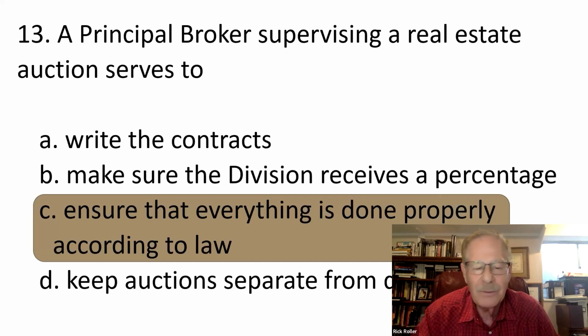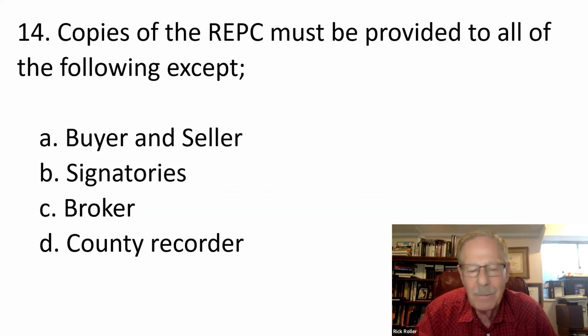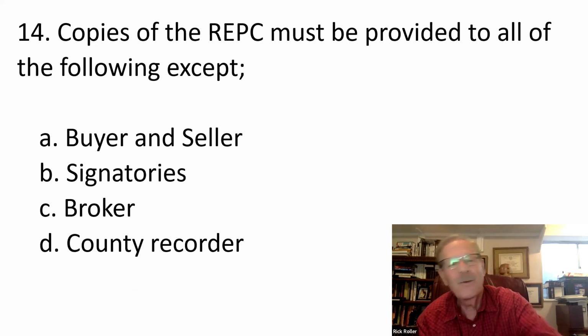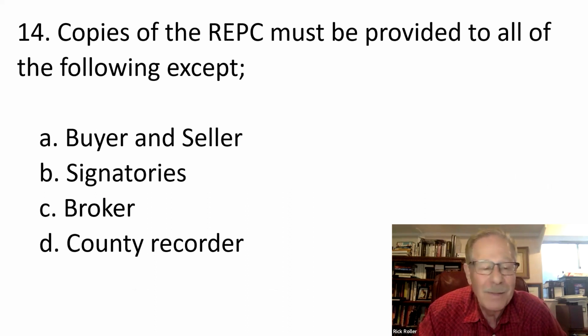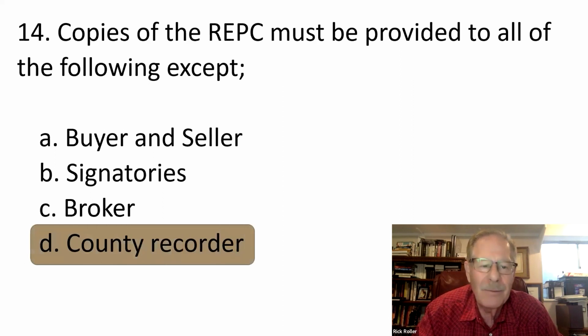Okay, and then the last question tonight is that copies of the REPC must be provided to all the following except: buyer and seller, signatories, broker, county recorder. Now, all these people are involved, but the county recorder doesn't even get involved till it closes, of course, because they're going to record the deed and maybe the loan if there is one, or at least that's where it will be recorded. That's the except, right? Because they don't need the copies of the REPC. They need copies of the deed and the loan documents. That's what they record. You don't record the REPC.